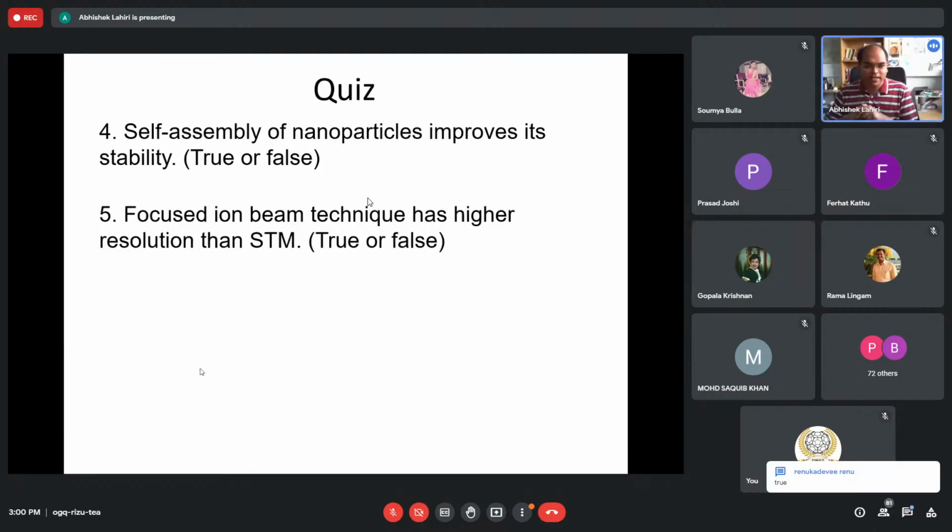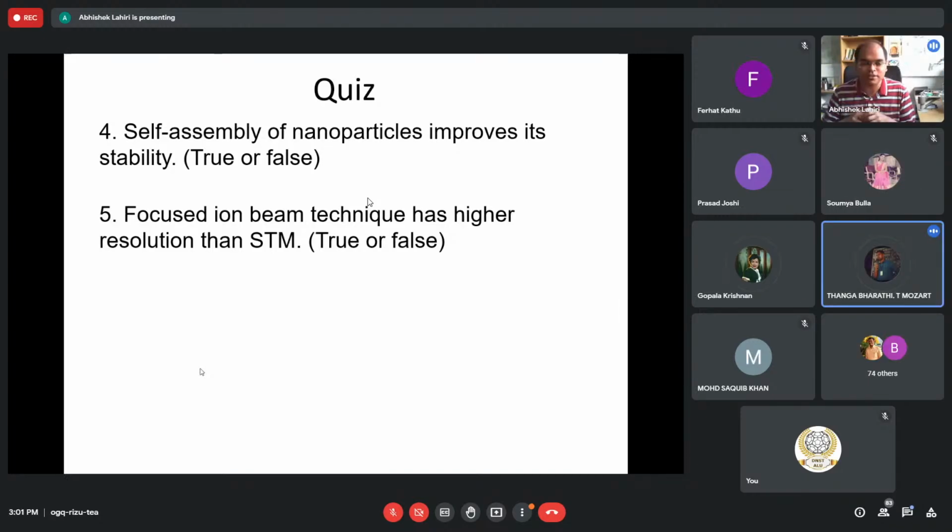Focused ion beam technique has higher resolution than STM. True or false? Anyone? If you remember focused ion beam, what was it? We are blasting it with gallium atoms and we are etching the material. So will it have higher resolution than STM? With STM, you could see atoms, you could move atoms. It's true.